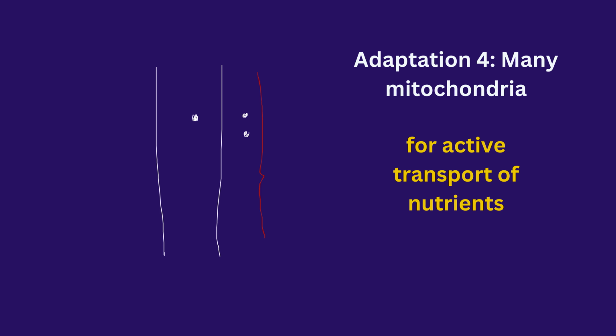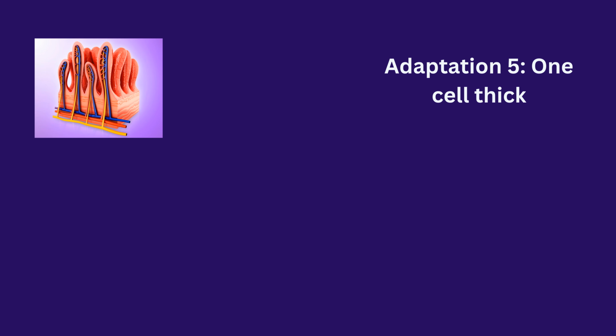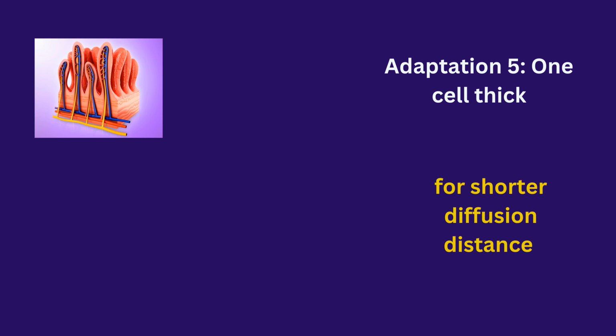It is by active transport. Active transport is the movement of molecules from where there is less to where there is more, and that is why the many mitochondria are needed. Always remember that your small intestine is adapted to get the nutrients out before they get to the large intestine. Last adaptation is that the wall of the small intestine is just one cell thick, and so it means that it is very thin, and so it allows for a shorter diffusion distance. Okay, I hope you understand the adaptation of the small intestine.